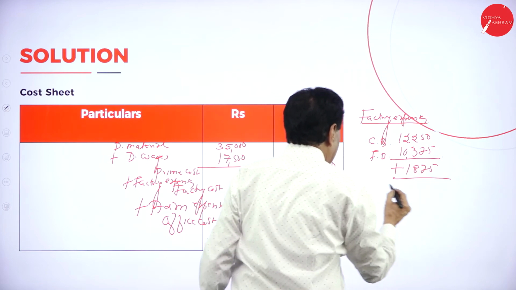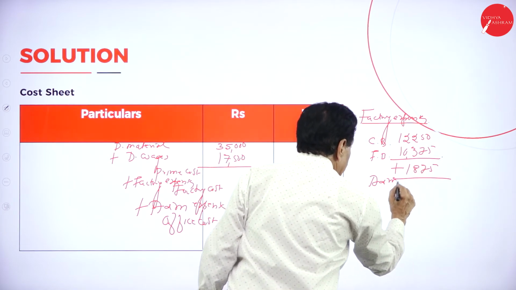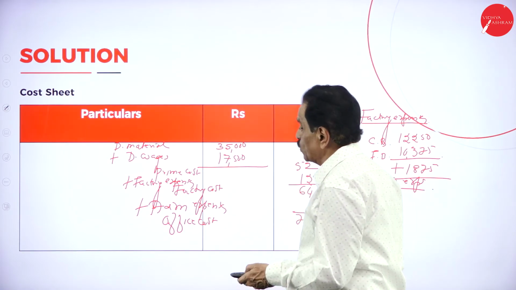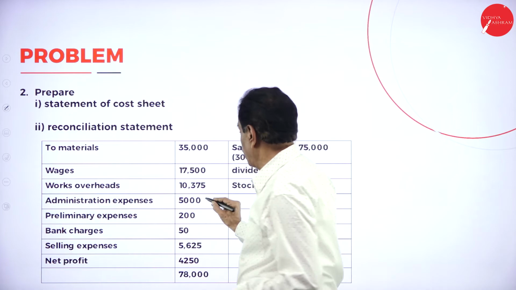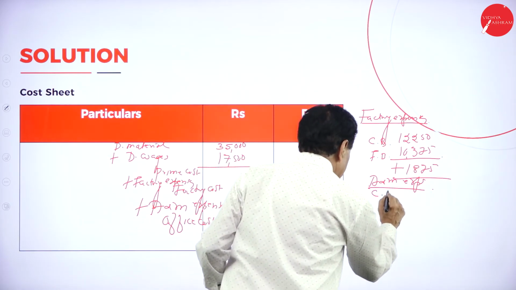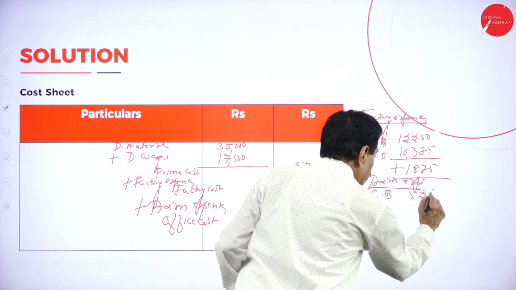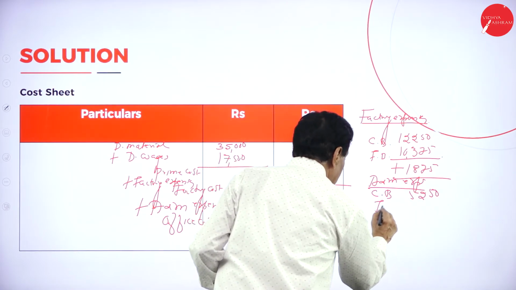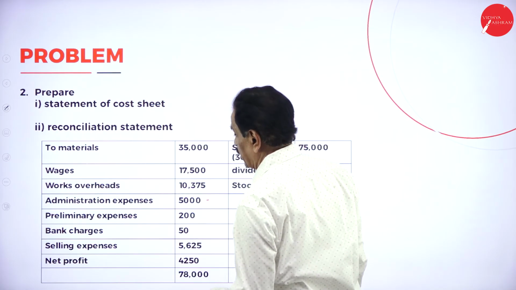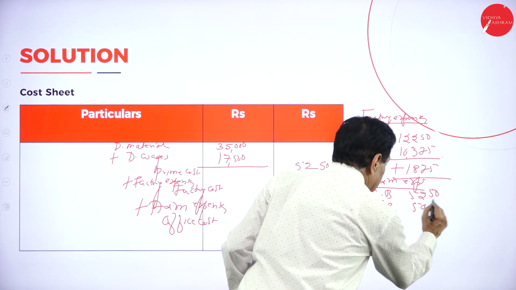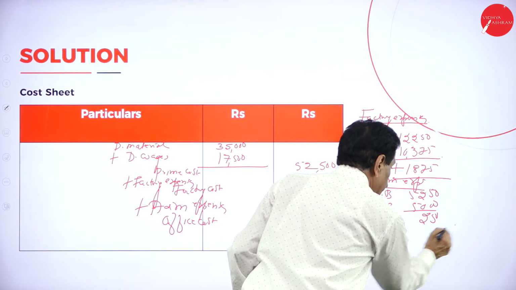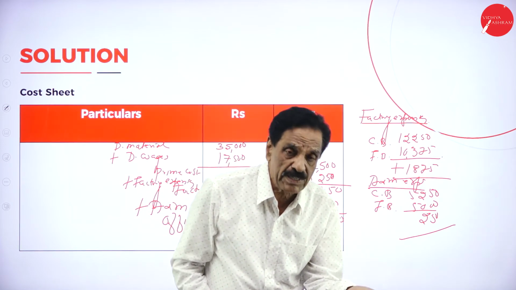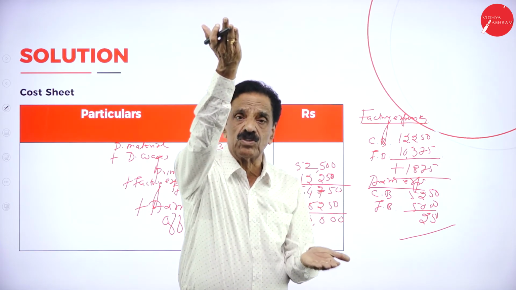Then administration expenses. Your admin is 5,250 here, and administration is 5,000 in the financial book. Cost book 5,250, then financial book 5,000. There is a difference of 250. So who charges more? Costing charges more. Costing profit is less, financial profit is more. What to do? Add back.